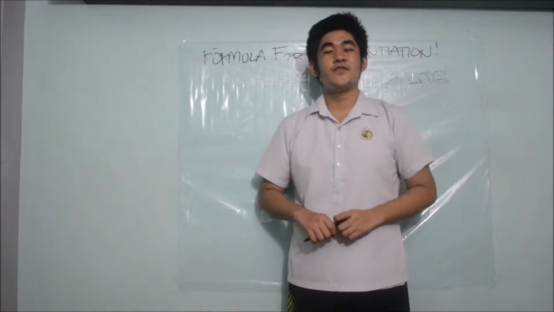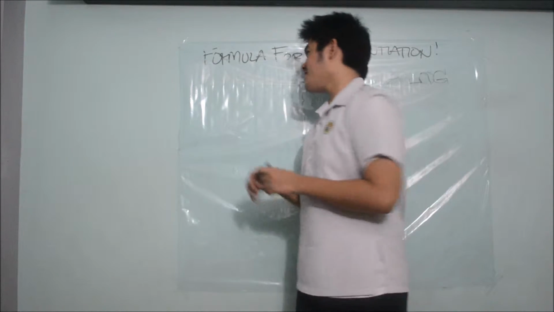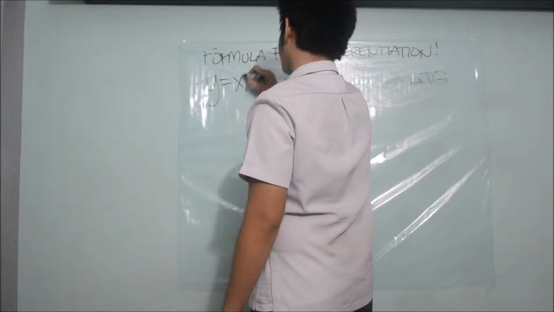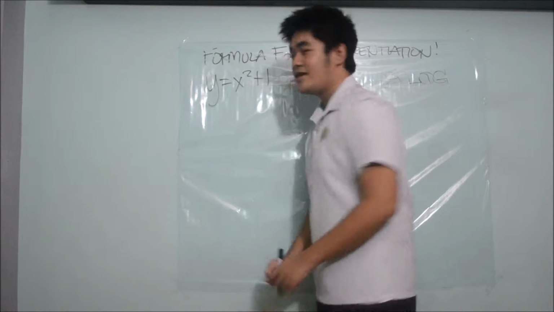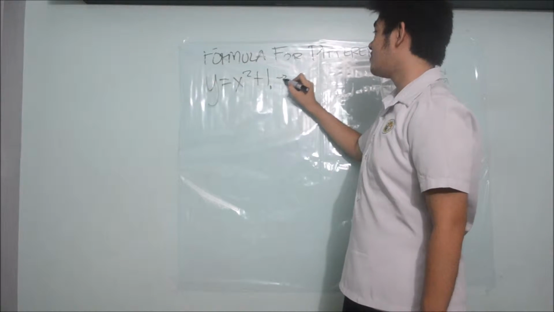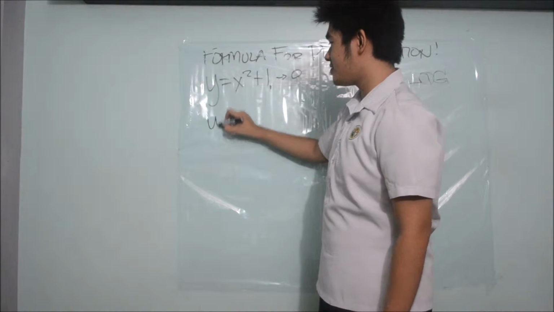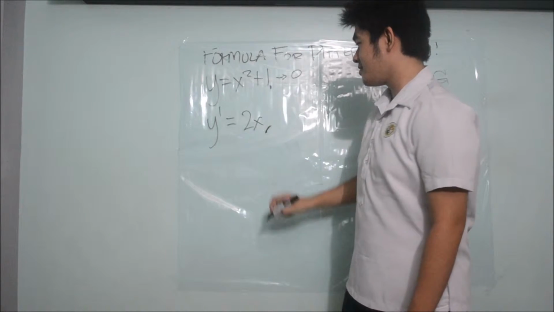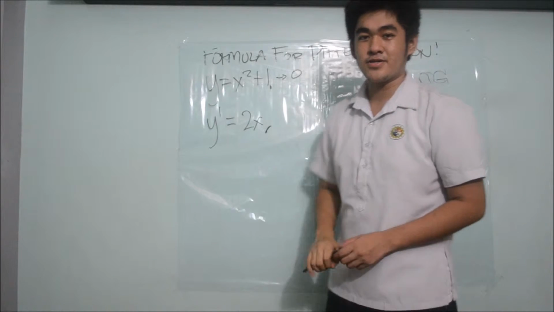So the first example was very simple. But what if we're asked to get the derivative of this equation? It's safe to say that the derivative of a constant is always equal to 0. So then the derivative of this equation is simply 2x. How it happened, we'll talk about later.